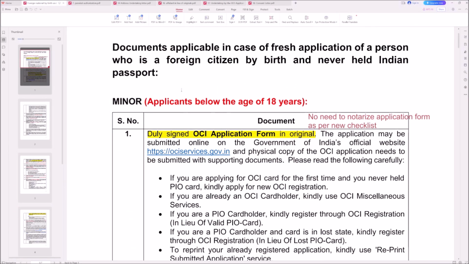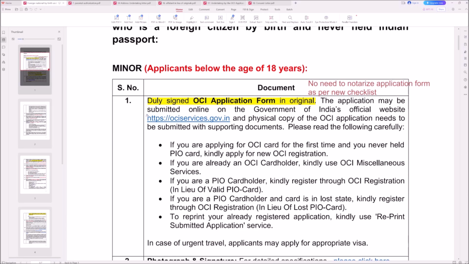So currently this is the checklist that has been provided by VFS Global for the minor application. There is a subtle change between the previous checklist and the current checklist. In the current checklist, there is no word of notarized for the OCI application form. So as per the new checklist, there is no need to notarize the application form.